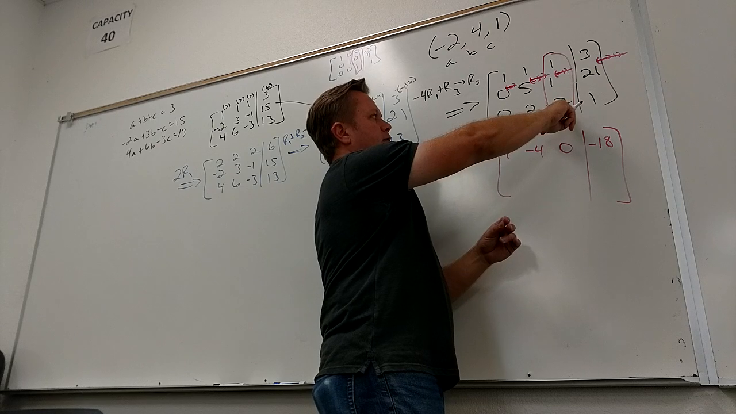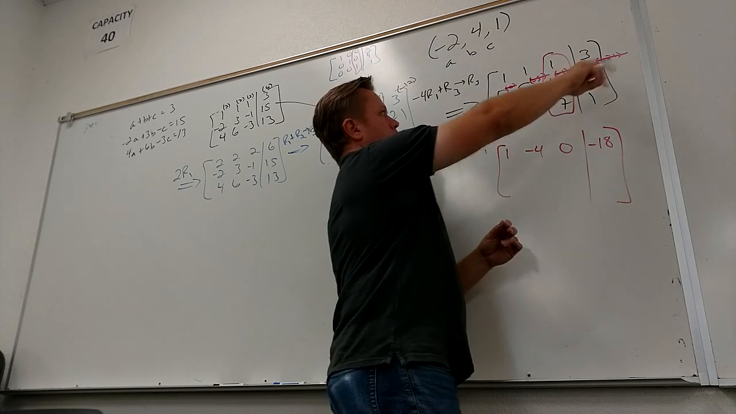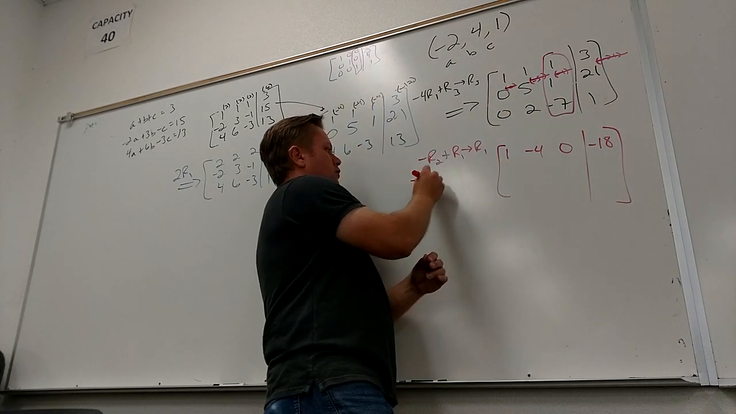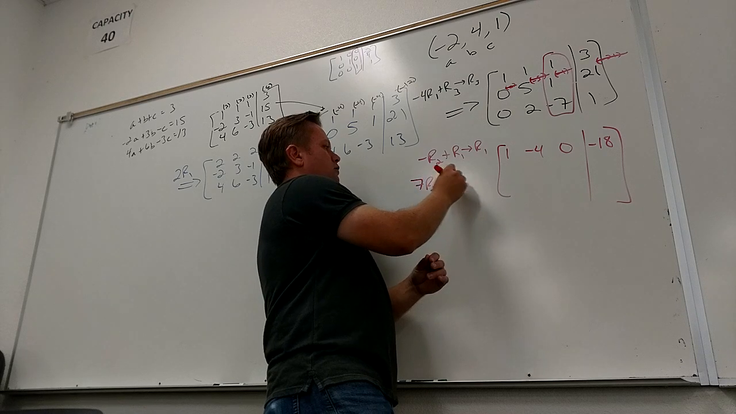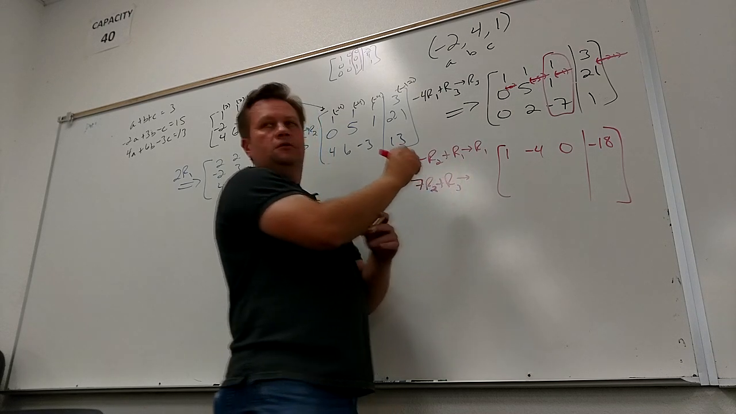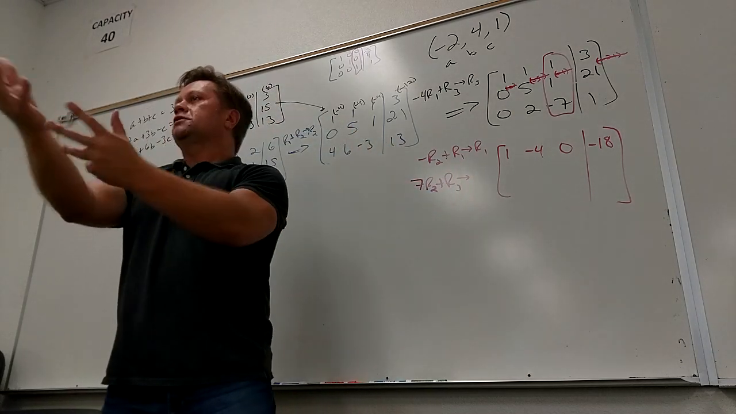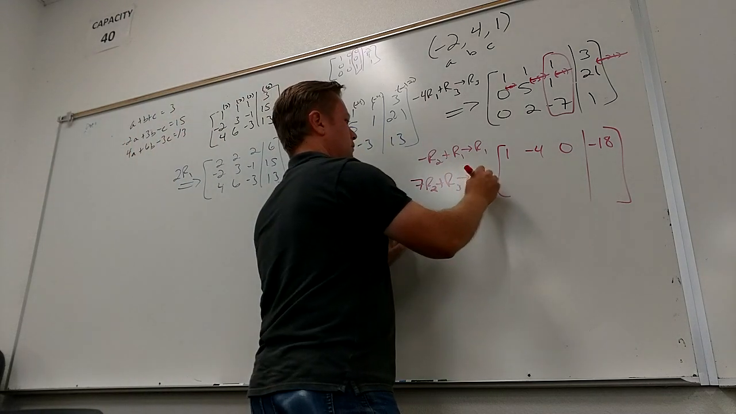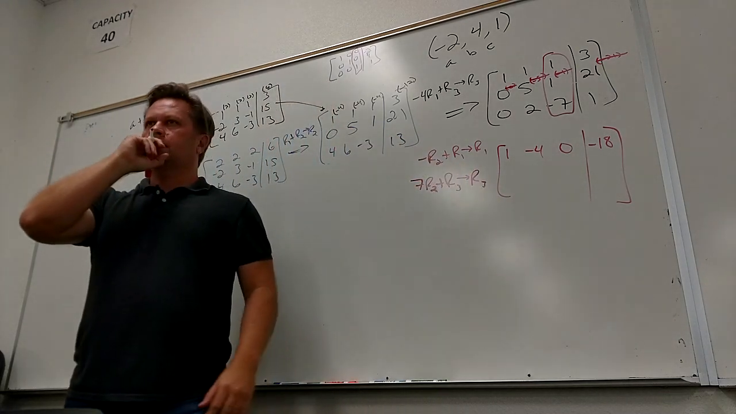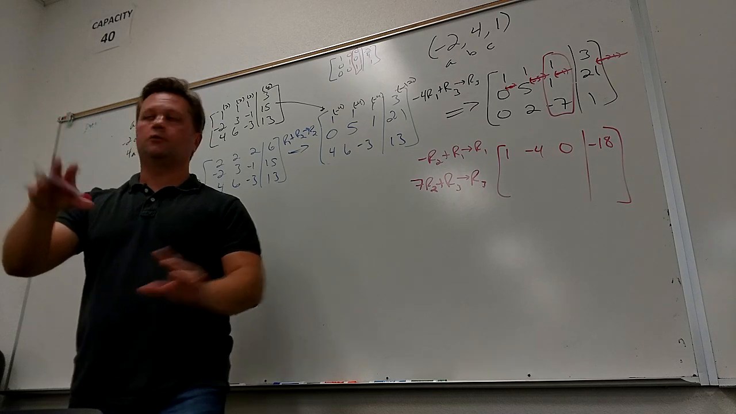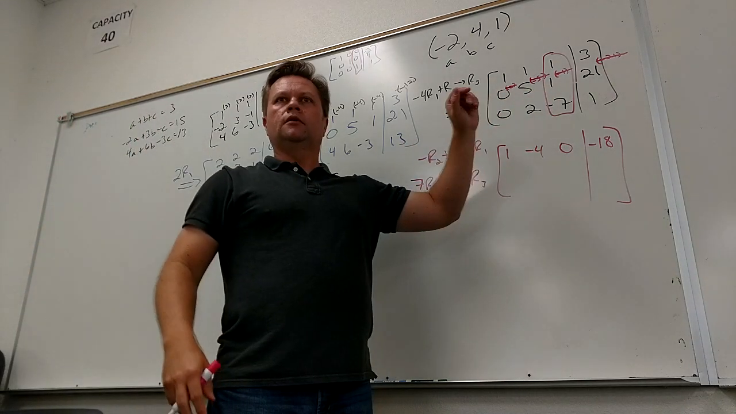So how do I kill this negative 7? Yeah, so if I take 7 row 2, add it to row 3, put the answer in row 3, it doesn't really matter, but in this case, I don't want to lose that 1, so it's a good idea.